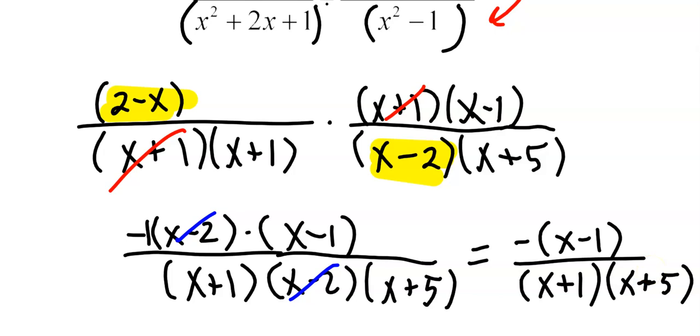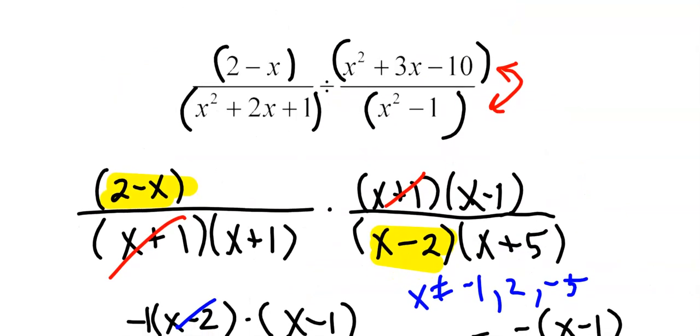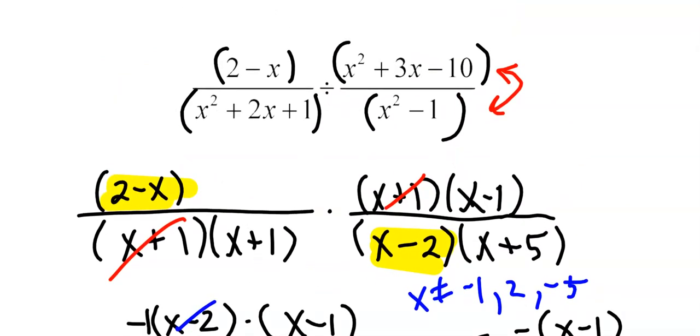And again, don't forget to mention the restrictions. X cannot equal -1, 2, or -5. Did I miss any? Oh, wait, for this one. Let's see. So this is an interesting one because the original problem had x squared minus 1 here. It's interesting. So let's kind of explore this a little bit further.